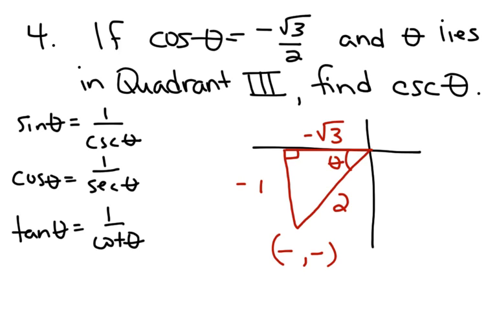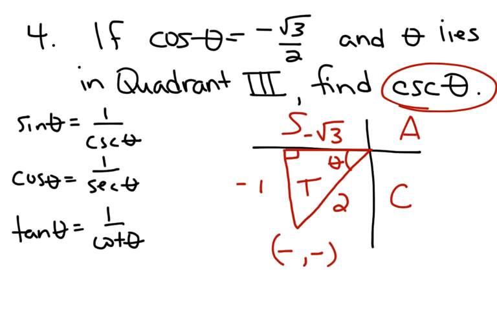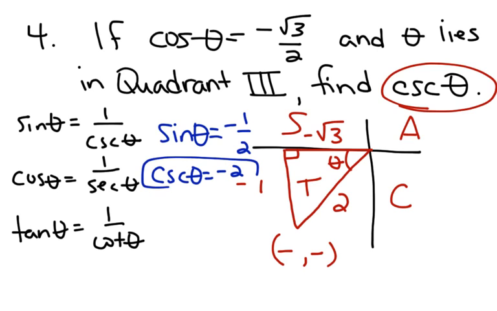Or the other thing you can do is ask yourself, what sign should the final answer have? If you remember, all students take calculus. The only things positive in quadrant 3 are tangent and cotangent. Everything else is negative. So cosecant is going to be negative. So now what I would do is find the sine of theta, and the sine of theta is going to be negative 1 over 2. So the cosecant has to be its reciprocal, which is negative 2 over 1.